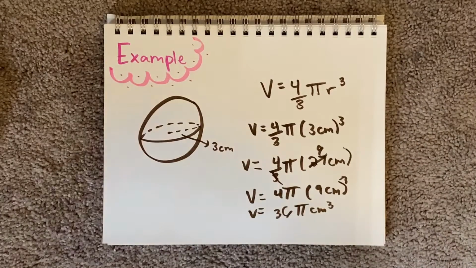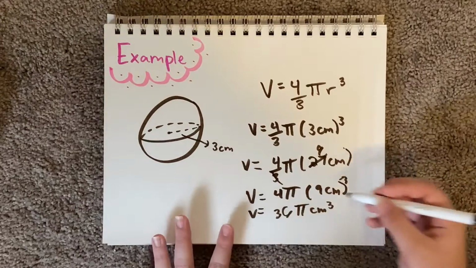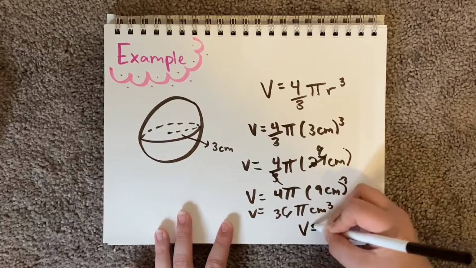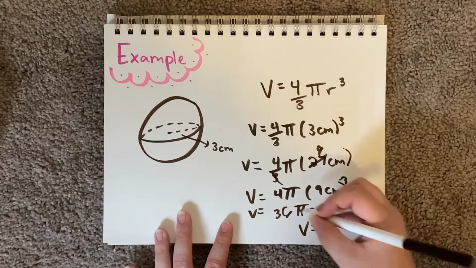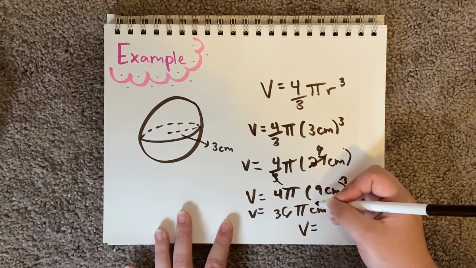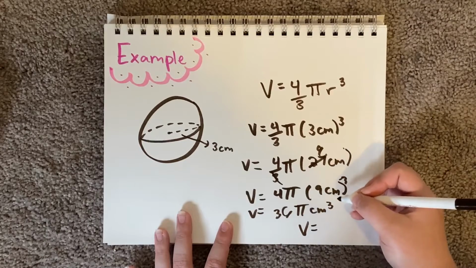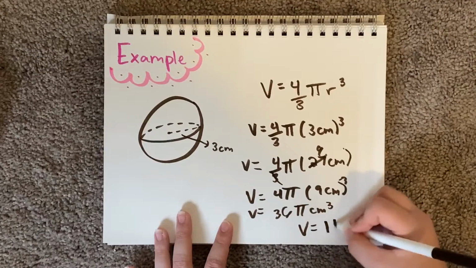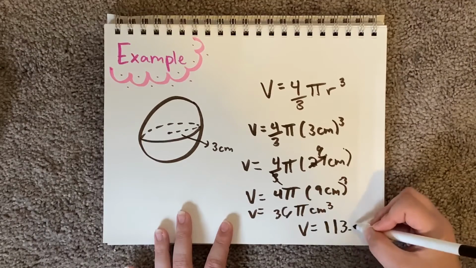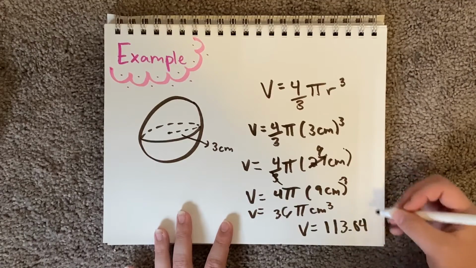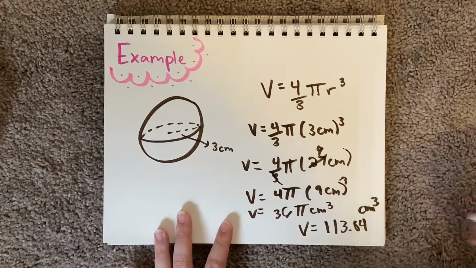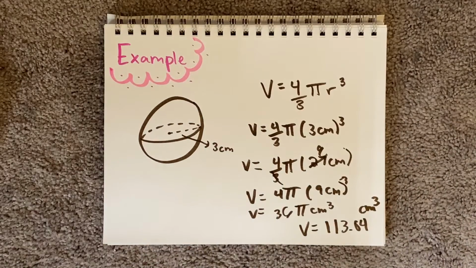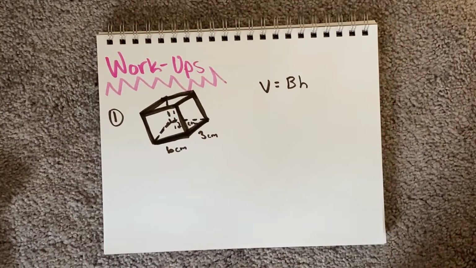Now that we've broken it down, we can say 36 times pi, or 3.14 centimeters times 36 would be 113.04 centimeters cubed. And that would be our volume for the sphere. Now let's do a few workups.